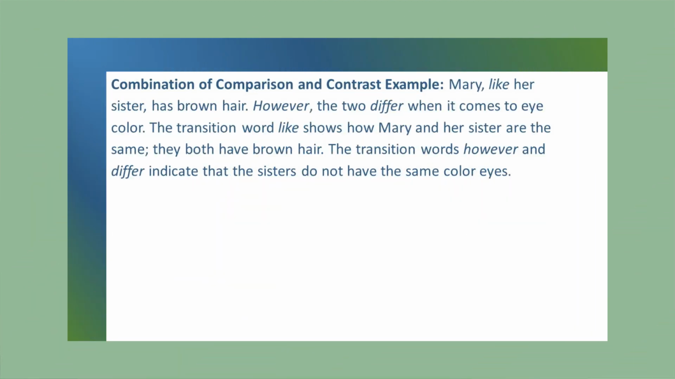Here's a combination example of both contrast and comparison. Mary, like her sister, has brown hair. However, the two differ when it comes to eye color. The transition word "like" shows how Mary and her sister are the same. They both have brown hair. The transition words "however" and "differ" indicate that the sisters do not have the same color eyes.